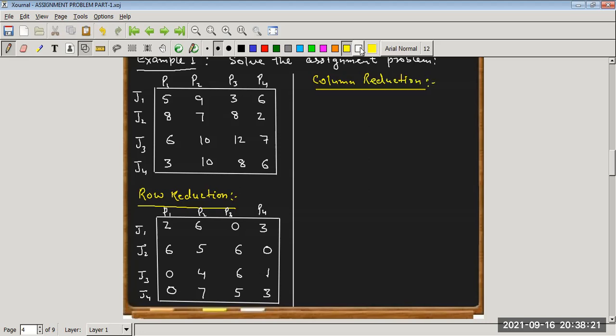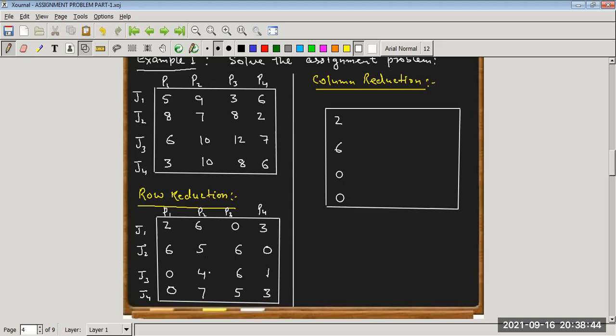After row reduction, what do we do? We do column reduction. Now in the first column, because the minimum is 0, the first column remains the same: 2, 6, 0, 0.